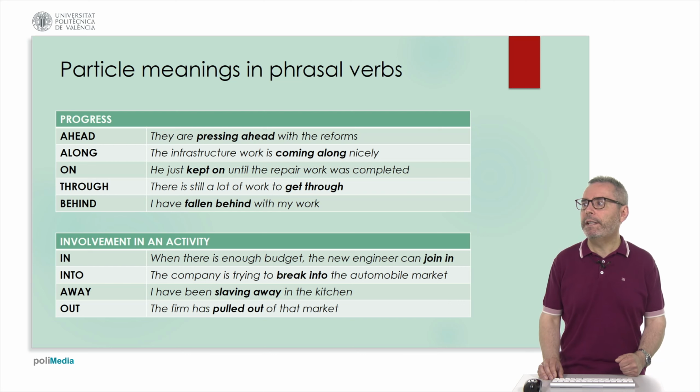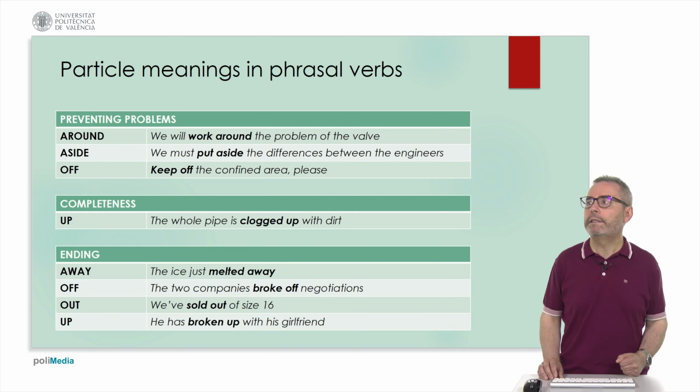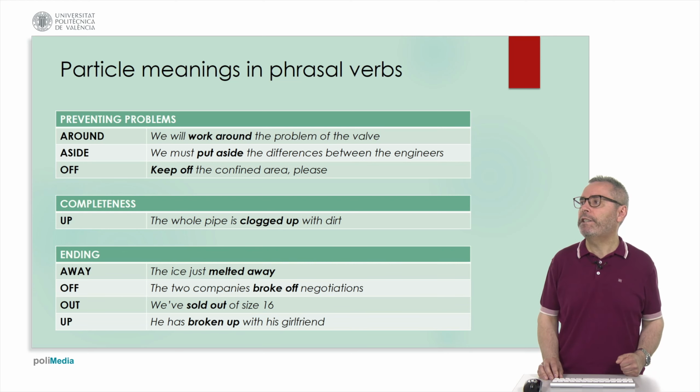Sometimes they are related to the involvement in an activity, such as in: when there is enough budget, the new engineer can join in. Into: the company is trying to break into the automobile market. Away: I've been slaving away in the kitchen. Or out: the firm has pulled out of that market. Preventing problems is also another typical meaning. Around: we will work around the problem of the valve. Aside: we must put aside the differences between the engineers. Or off: keep off the confined area.